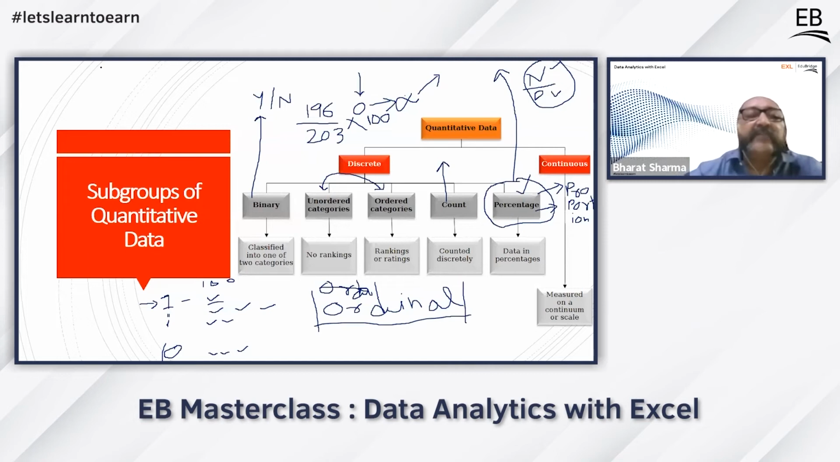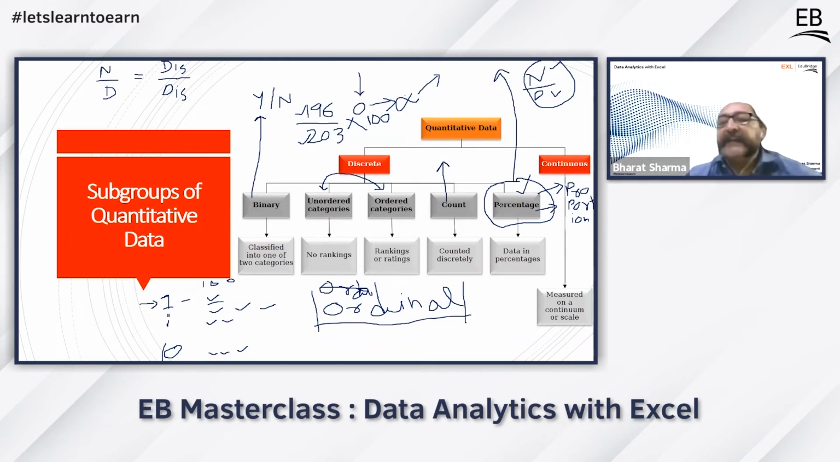Now let's look at the three possibilities of numerators and denominators. The first possibility is that my numerator is going to be discrete by discrete. Okay, and this is an example. So out of 203 people, which is count data, 196 people joined, which is again count data. Which means it is discrete by discrete.